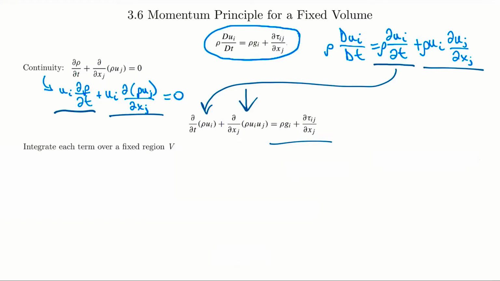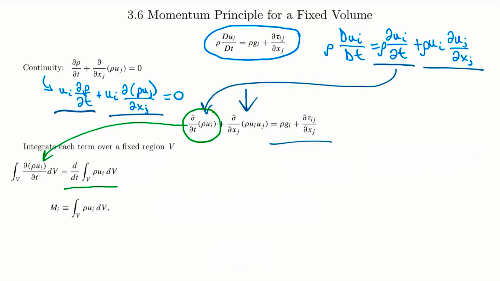Okay, now we can take each term and integrate that over a fixed region V. Okay, so this term here, when we integrate it, we'll do that down here, okay? We know from our time derivatives of volume integrals, we would have the following. And then we're going to define capital M as the momentum of the fluid inside the volume. So that's defined right here. That's why we have the triple equal sign there. Okay, so we end up with the rate of change, right, of the momentum of the fluid inside that volume.